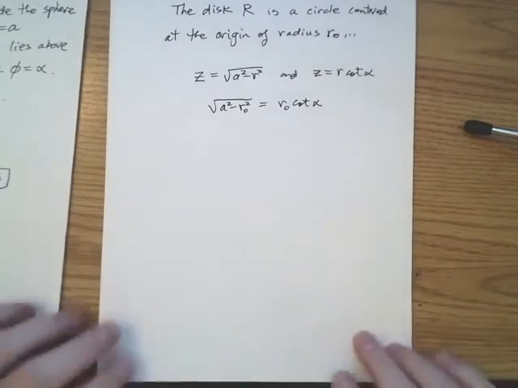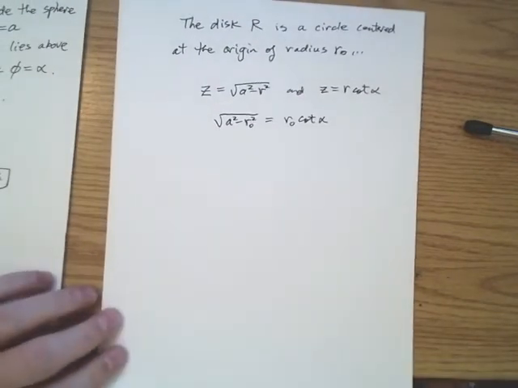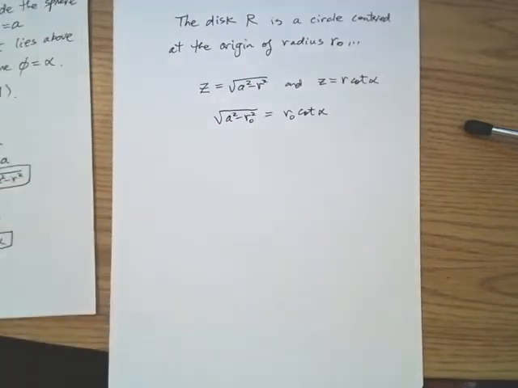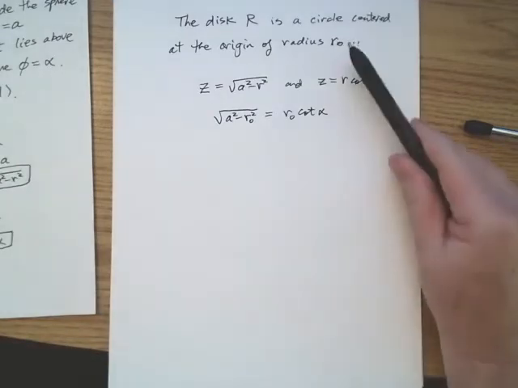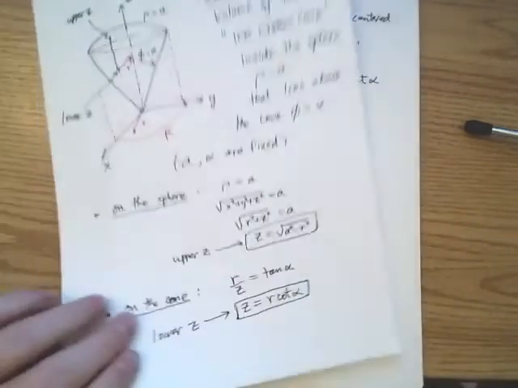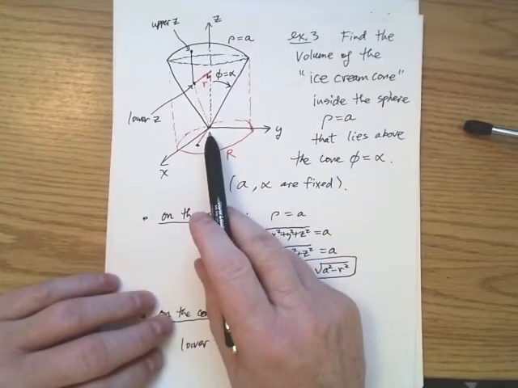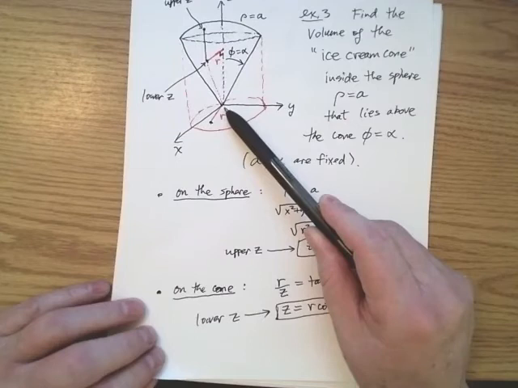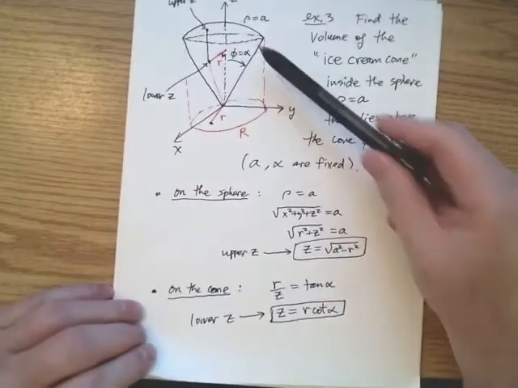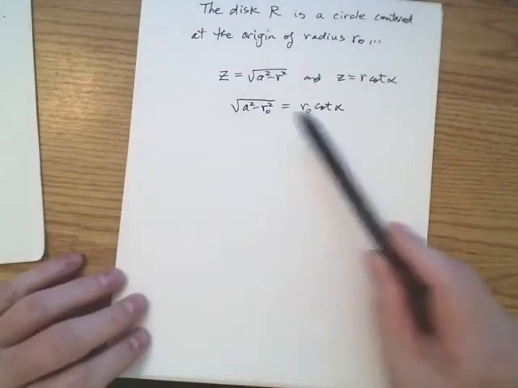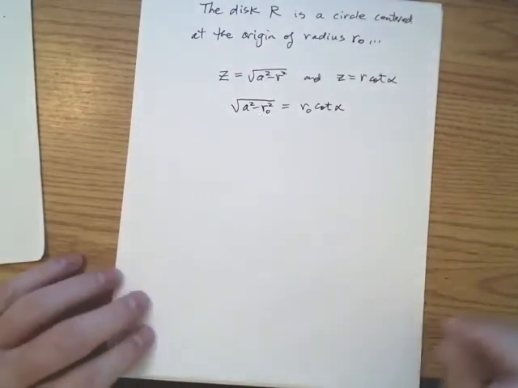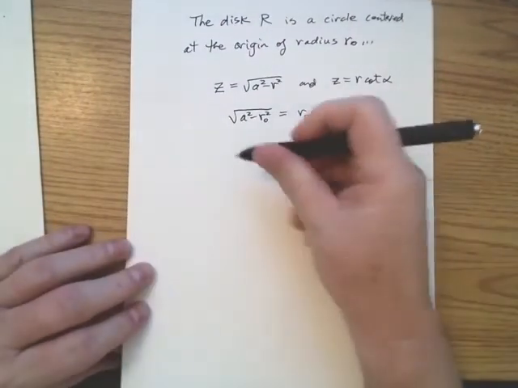Let's come over here. We need to discuss the disk R. We said it's a circle centered at the origin of radius r naught. It's a specific radius here. I need to set my limits of integration for r here. So I'm going to go ahead and equate these two like this for that specific r naught. Now I'll square each side.